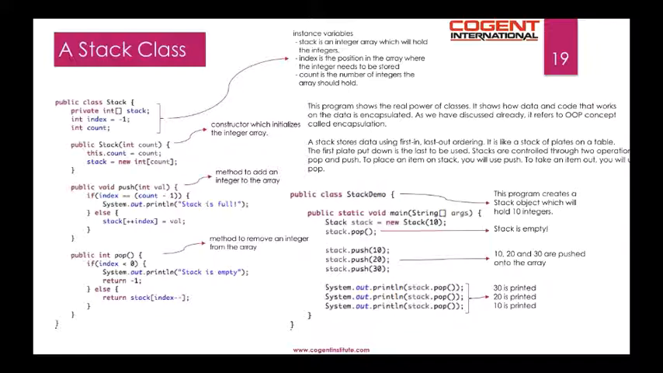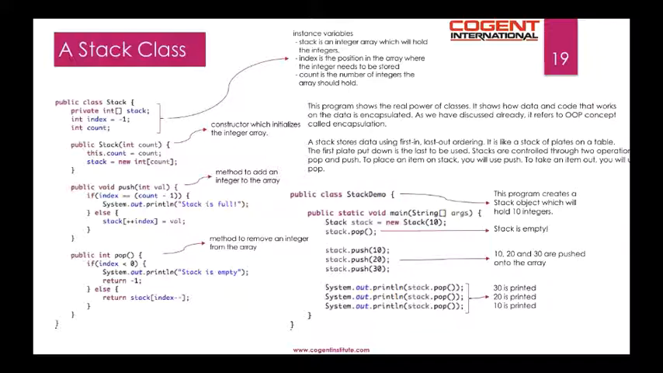Stacks are controlled through two operations, pop and push. To place an item on the stack, you will use push. To take an item out, you will use pop. So the Stack class has three instance variables: stack, which is an integer array that will hold the integers; index, which is the position in the array where the integer needs to be stored; and count, which is the number of integers that the array can hold. It has a constructor which initializes the integer array with the number of integers that it can hold.